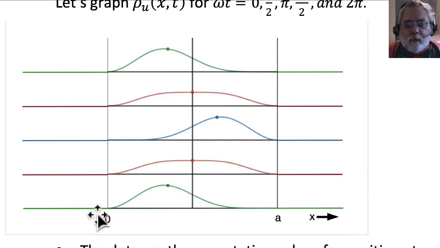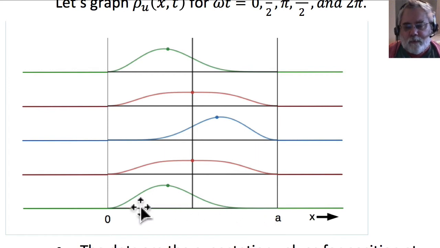So the bottom green curve here is omega t equals 0. Here to the left, we're outside the box. The probability density is 0. Then at 0, we are in the box. There is a probability density. And at a, we're greater than a, we're no longer in the box. Probability density is 0 outside the box.